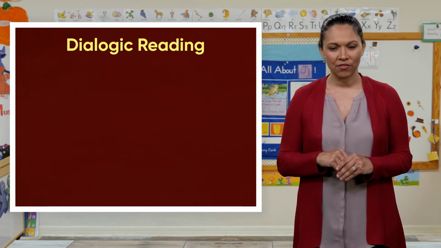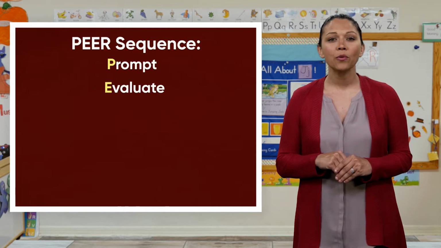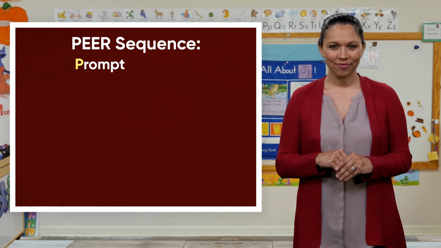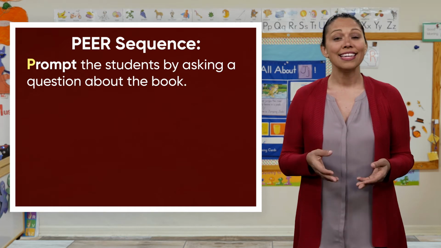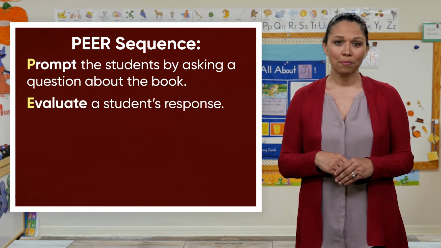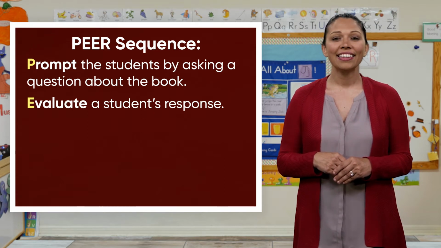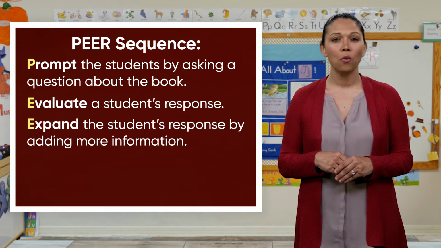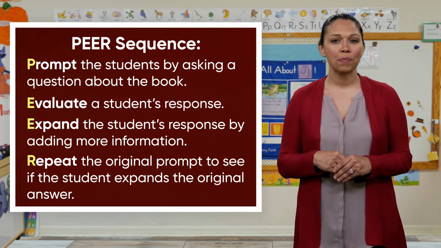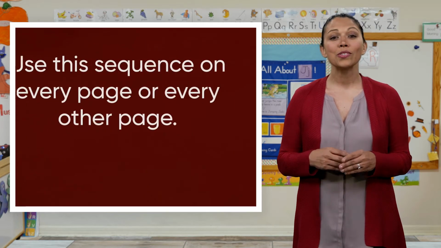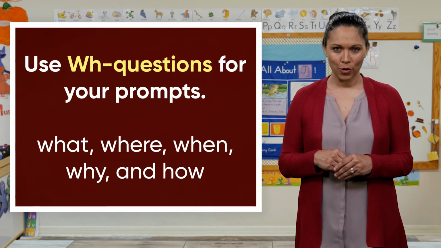To engage students in conversation during dialogic reading, you can use the PEER sequence: prompt, evaluate, expand, and repeat. First, prompt the students by asking a question about the book. Next, evaluate a student's response by either telling them that their answer is correct or telling them the correct answer. Then, expand the student's response by adding more information. Finally, repeat the original prompt to see if the student expands the original answer. Use this sequence on every page or every other page. Use WH questions for your prompts.